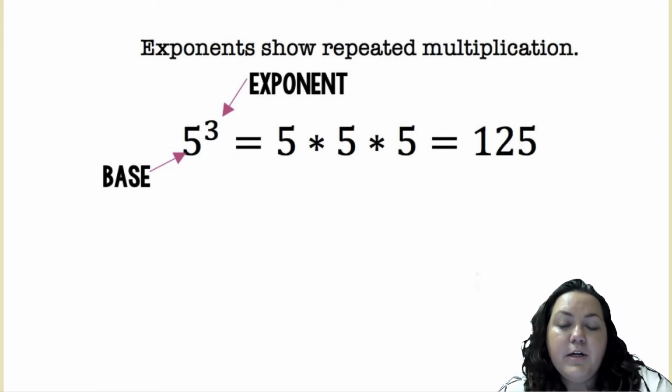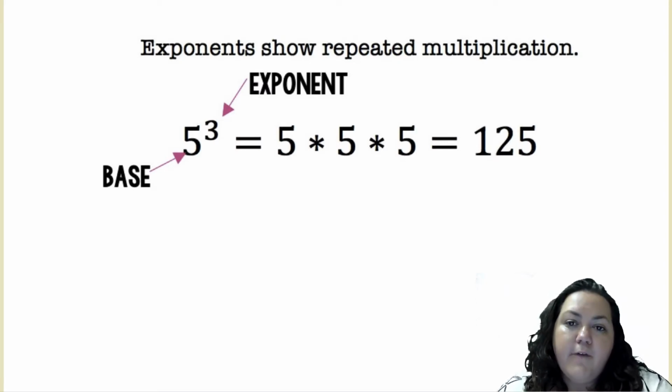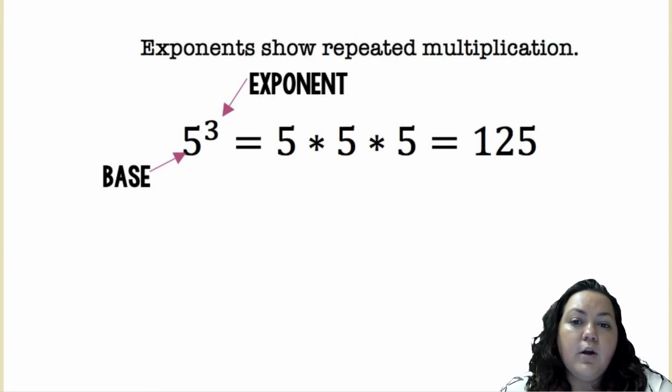So the exponent shows us repeated multiplication. In this example we have 5 to the third power, and our base, the larger number, is 5, and the exponent is 3. That tells us we're going to multiply 5 three times, so 5 times 5 times 5, which gives us 125.